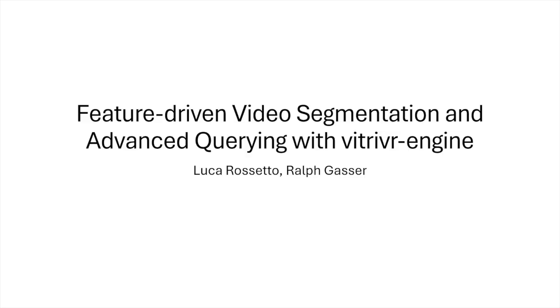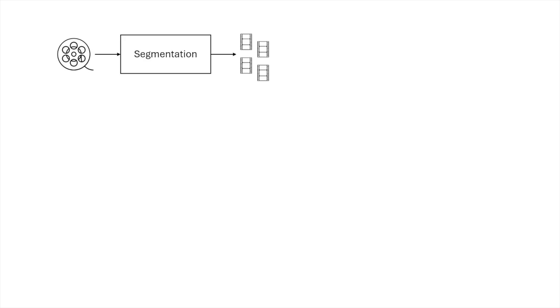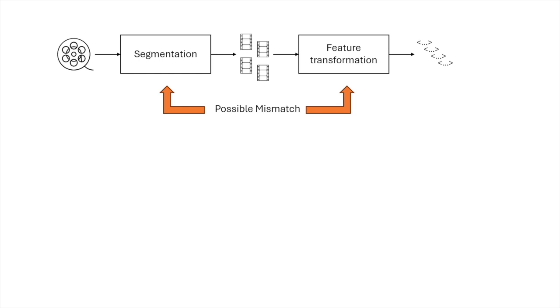This is Vitrivr's contribution to the Video Browser Showdown 2025. What is currently done in video retrieval is that a video is segmented into a series of shots, for each of which a feature is extracted, and based on these feature representations, retrieval can be performed. However, this segmentation mechanism and this feature transformation are commonly completely independent, possibly introducing some mismatch.